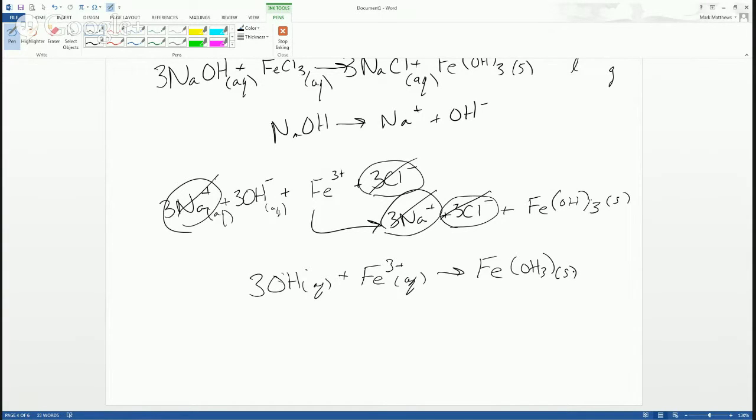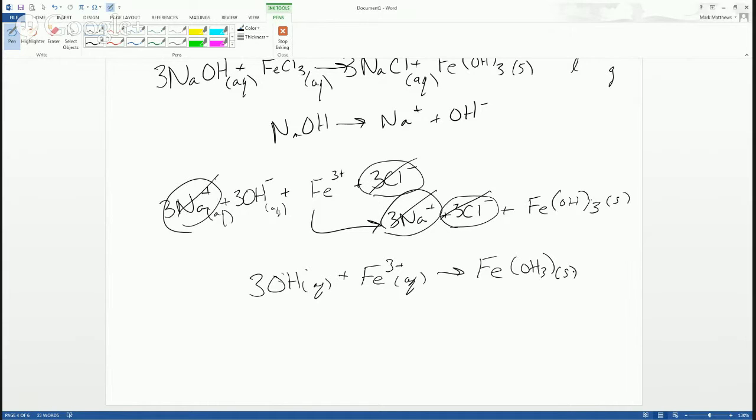And the actual reaction taking place is the hydroxide ions and the iron ions are combining to give you that precipitate, that solid. Sodium and chlorine, they're not reacting. You have sodium ions floating around on the reactant side. On the product side, there's still sodium ions just floating around as aqueous ions. So they haven't undergone a chemical change.